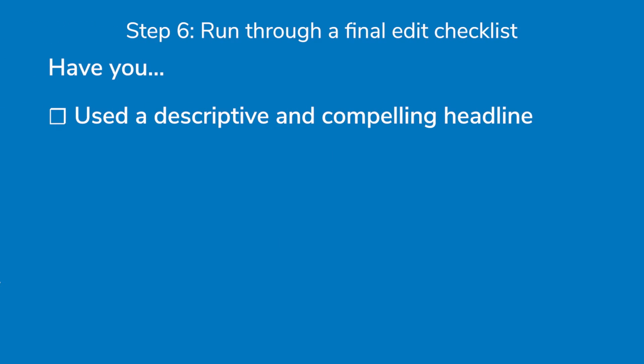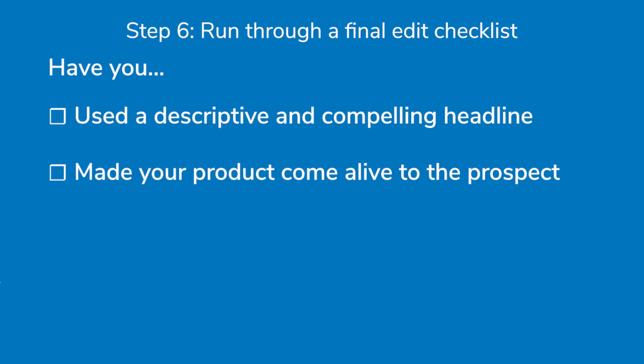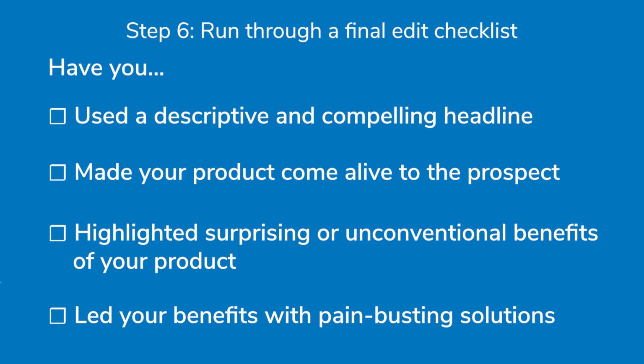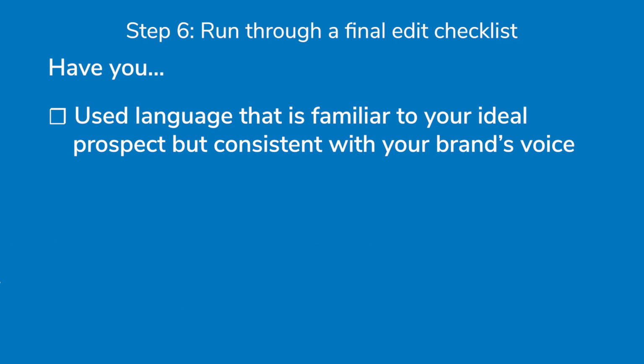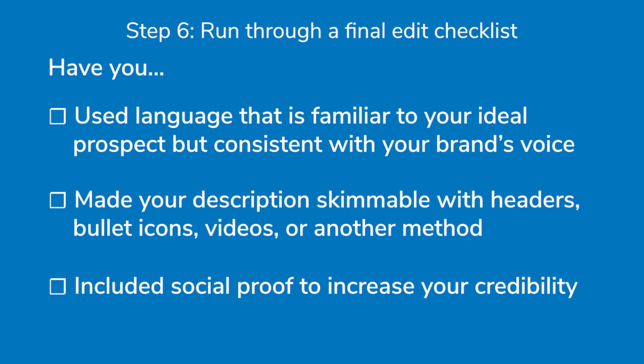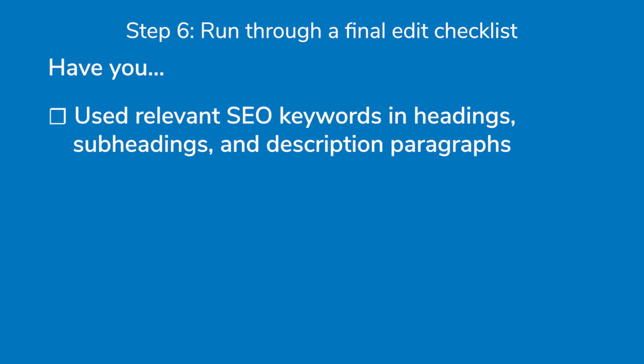Have you used a descriptive and compelling headline? Made your product come alive to the prospect? Highlighted surprising or unconventional benefits of your product? And led your benefits with pain-busting solutions and not features? And used language that's familiar to your ideal prospect but consistent with your brand's voice? Have you made your description skimmable with headers, bullet icons, videos, and other methods? Have you included social proof? Are there relevant influencers, technologies, or brands you can reference to increase the credibility? And have you used relevant SEO keywords and Amazon search terms naturally in the headings, subheadings, and description paragraphs?